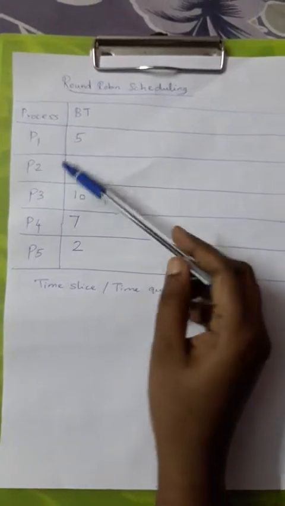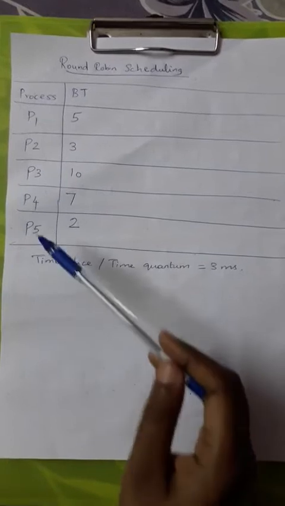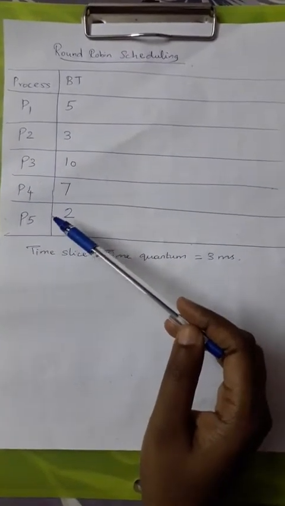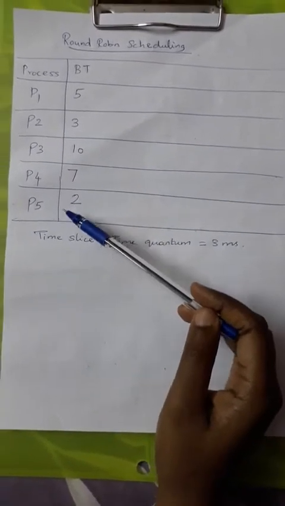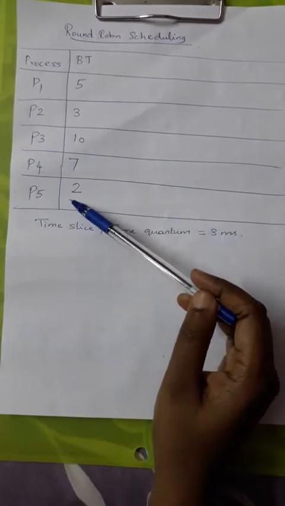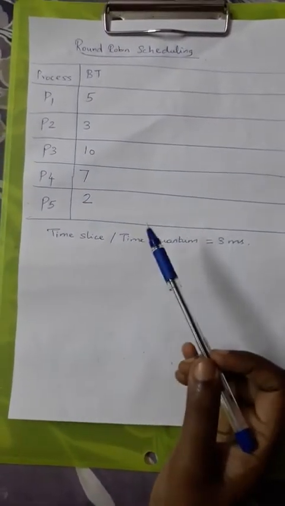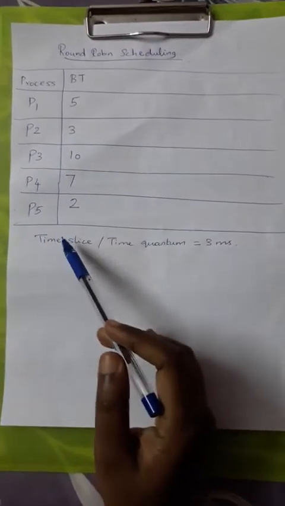See here, we are having 5 different processes. All these processes have the arrival time as 0. We are considering that all these 5 processes arrived at the starting itself, at the 0th millisecond. In this problem, only the burst time is given, not the arrival time, because we will be considering the arrival time for all the processes as 0 millisecond.